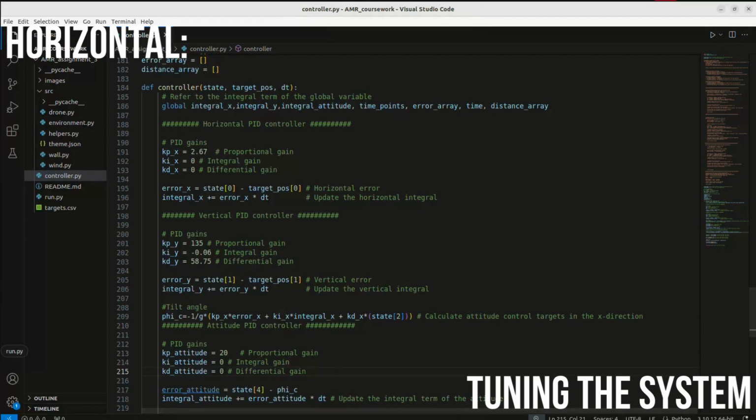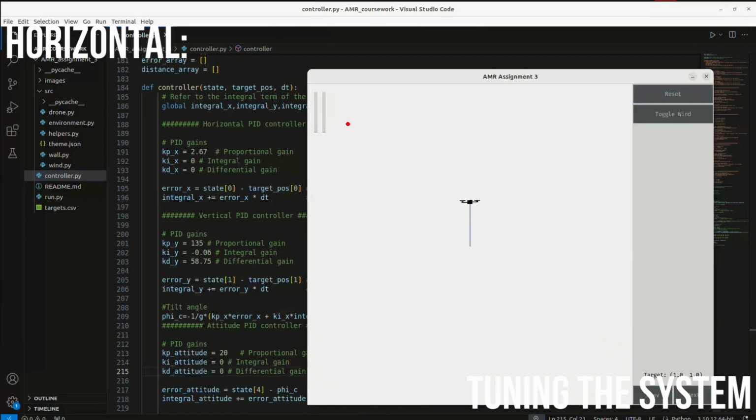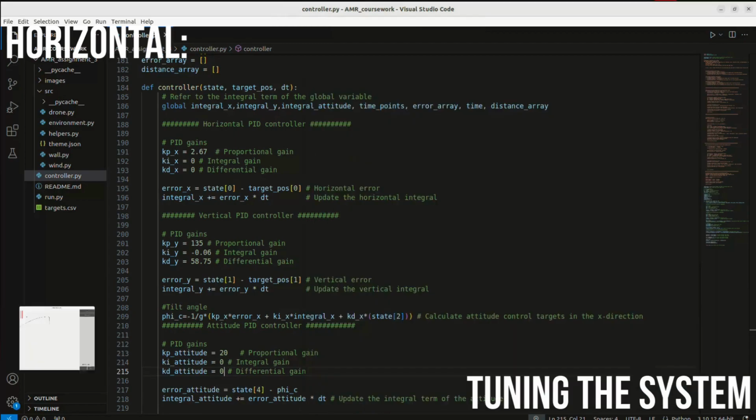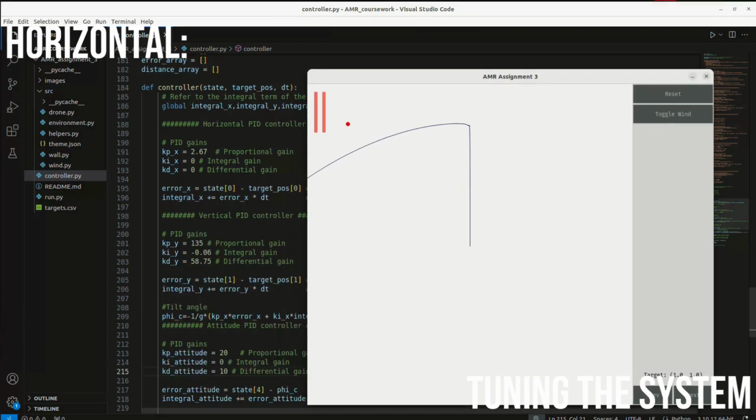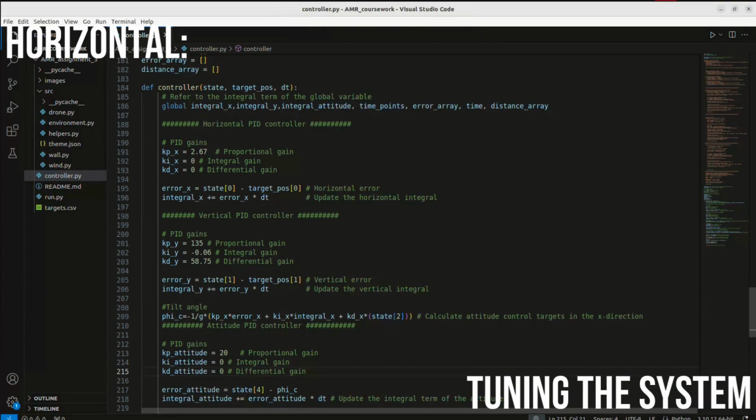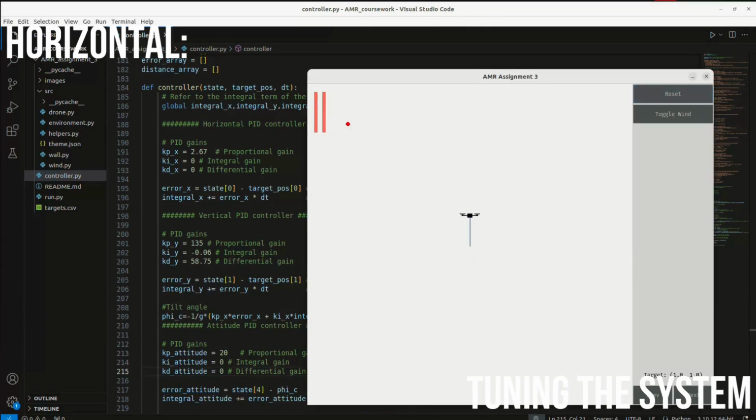To optimize the drone's performance, we conducted tuning on both horizontal and attitude controllers. For the horizontal controller, akin to the vertical one, we fine-tuned the proportional, derivative, and integral gains Kp, Kd, and Ki. Gradually increasing the derivative gain Kd enhanced the responsiveness of the horizontal control, minimizing overshoot during rapid position changes. Moreover, adjustments to the integral gain Ki were made to mitigate any persistent errors in sustaining the desired horizontal position over time.